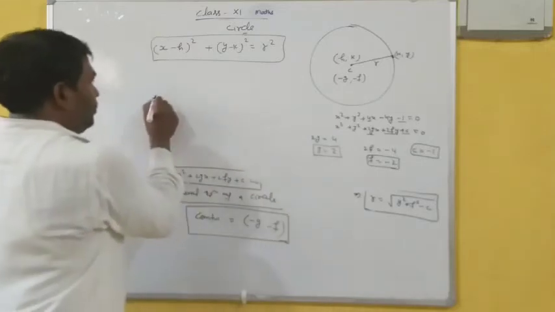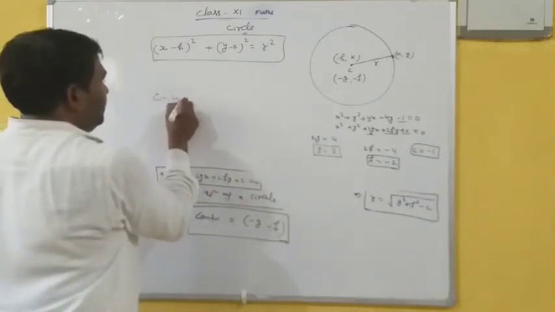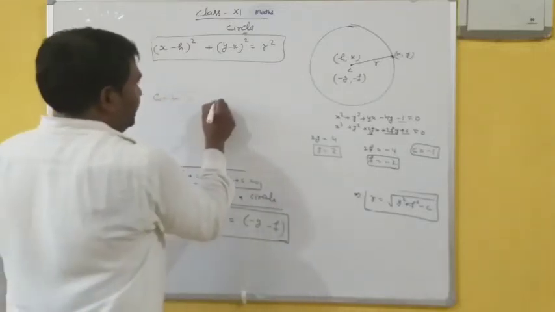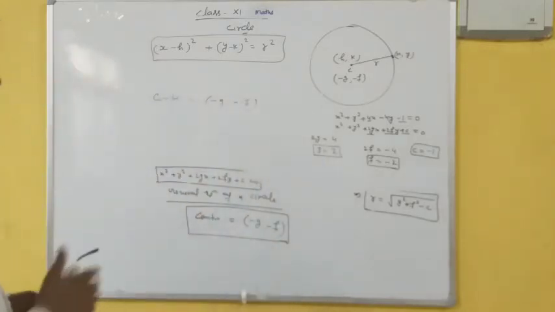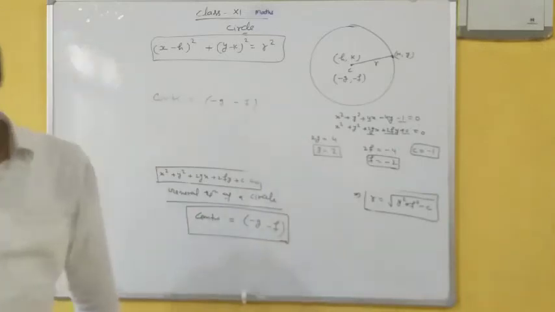All these three quantities are known now. So you know what the center is? The center of the circle is minus g comma minus f. So putting the values of f and g.